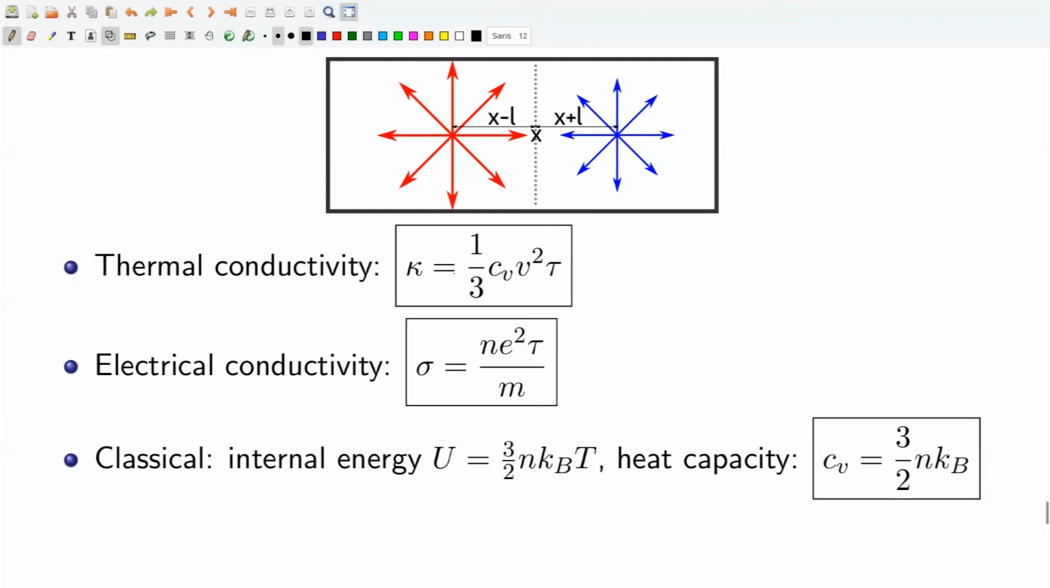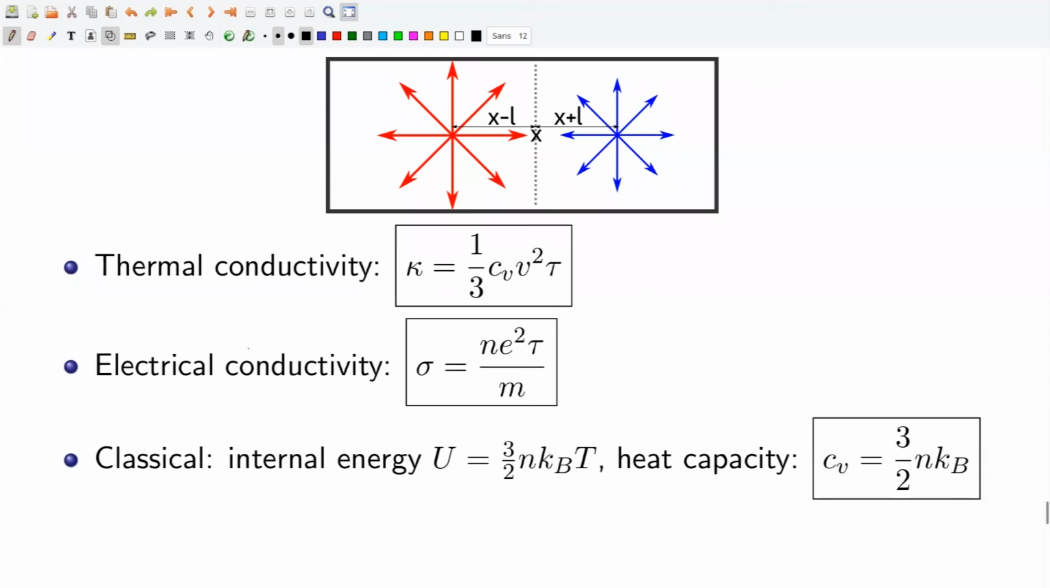Now, let us try to estimate thermal conductivity by using this formula. Kappa, the thermal conductivity, is equal to 1/3 CV v square tau, where CV is the heat capacity, v is the speed of electrons, and tau is the relaxation time.